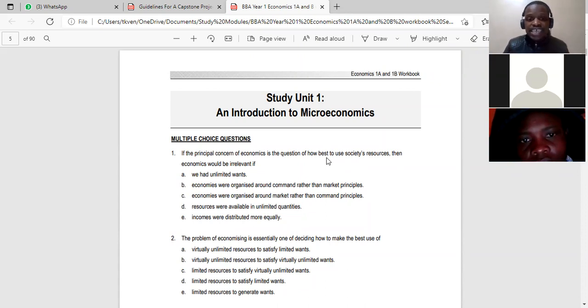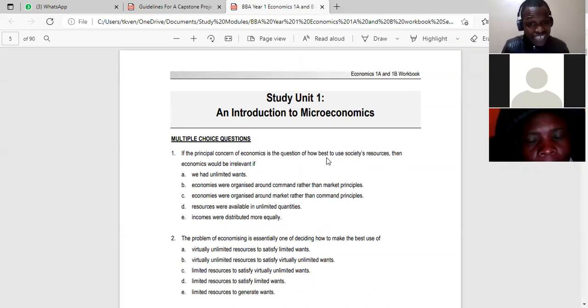So first option says we have unlimited wants. So if we have unlimited wants and limited resources, do we need economics? From our definition, yes, that is the definition of economics. So A is wrong. Let's go to B. Economies were organized around command rather than market principles. That doesn't even make sense. That does not answer the question that we want to. So we ignore that one.